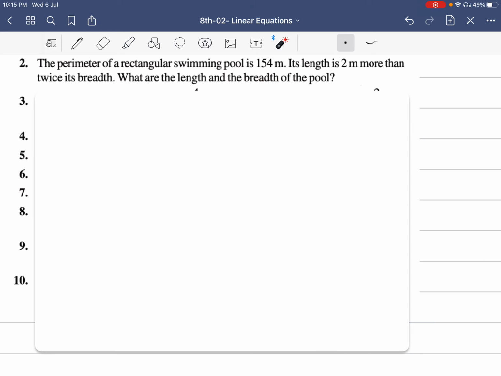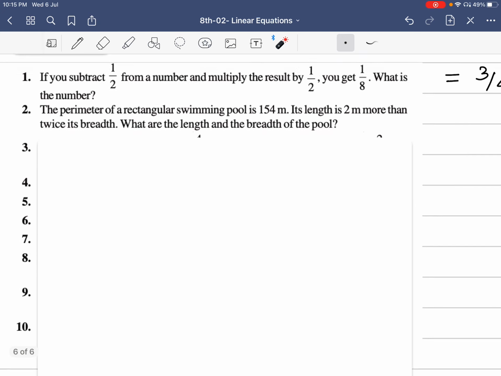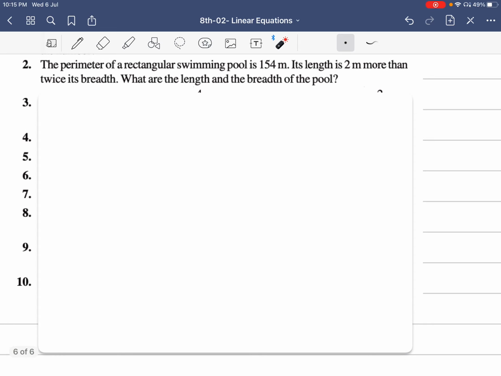So we are asked to find two unknowns in this word problem, the length and the breadth of the rectangle. But remember, we are solving linear equations in one variable, so we should have only one variable in our final equation. Always remember that point. So let's read the question again. The perimeter of a rectangular swimming pool is 154 meters. Let's note down what the perimeter is.